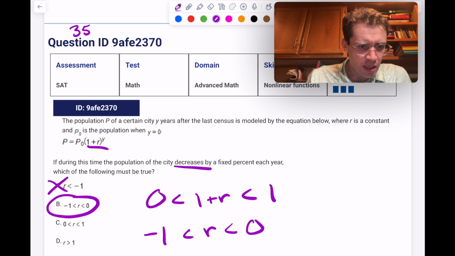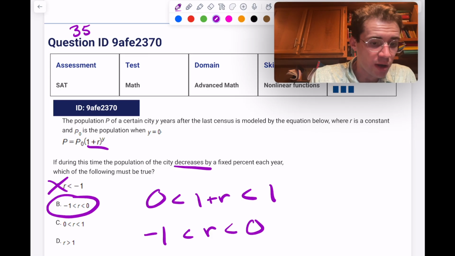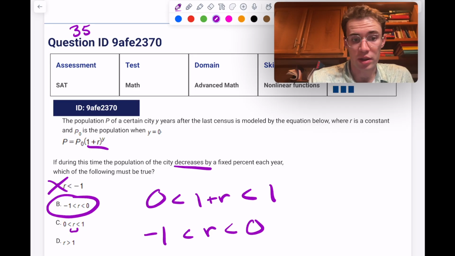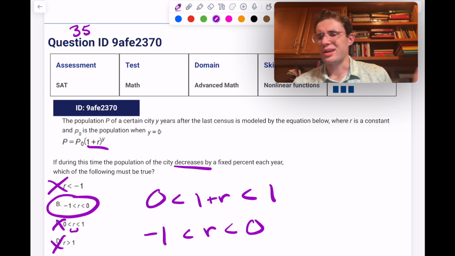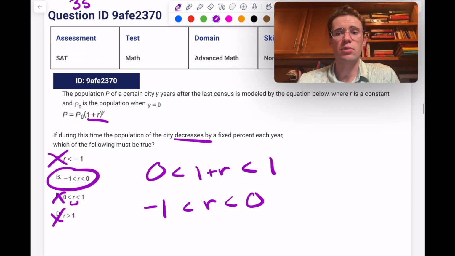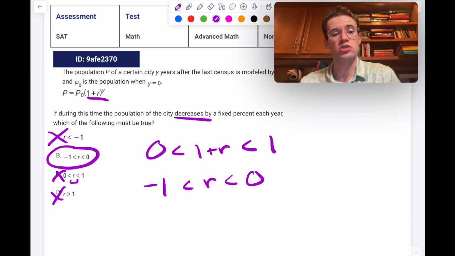So it's B. 0 is less than R is less than 1. No, 1 plus R, right? 1 plus R has to be between 0 and 1, the actual growth factor. But the growth factor here is 1 plus R. So it's not C. R is greater than 1. No, it's not greater than 1. All right, so that would be how you do that one. This one's more just a conceptual problem, understanding what's going on with growth factors and with exponential functions.